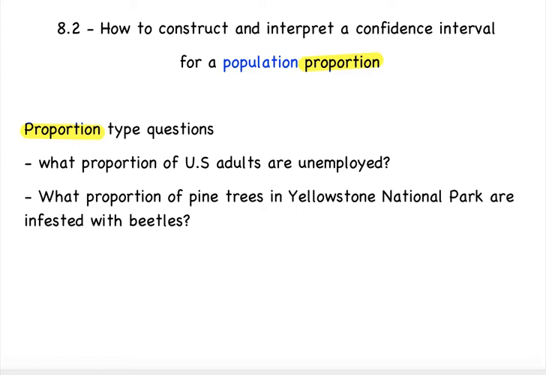Okay, today we are going to start talking about how to actually compute a confidence interval, and we're specifically going to talk about proportion problems. Section 8.3 gets into problems with means, but in 8.2, just proportion problems. Common proportion problems will say what proportion, and usually it would be some sort of categorical variable, like unemployment: are you employed or not? That sort of thing.